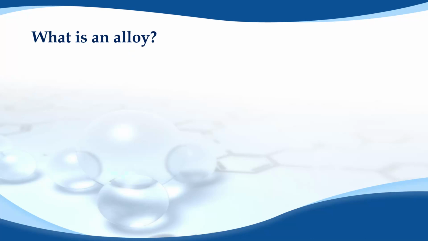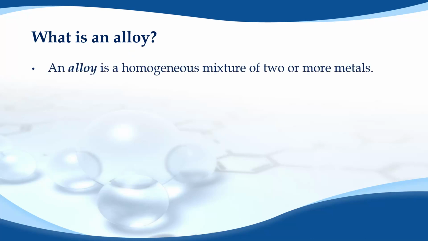Okay, so we should probably start off by describing what an alloy is. An alloy is a solution made of two or more metals, a homogeneous mixture. What you do is you take a bunch of metals, you melt them all together and keep stirring them until it becomes homogeneous, and then you let it cool down. Once that happens, you get one homogeneous solid. That solid is your alloy.